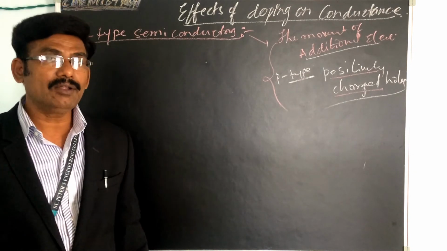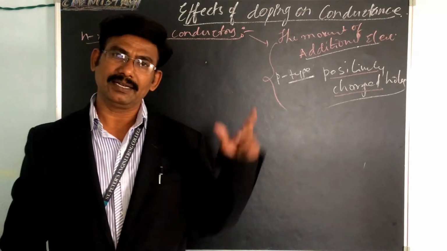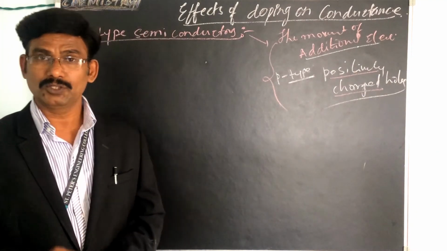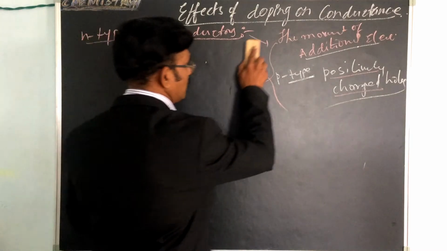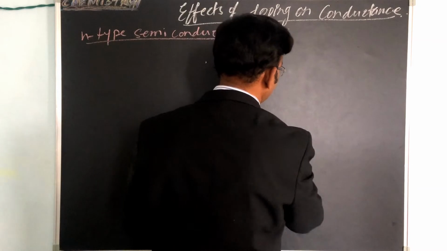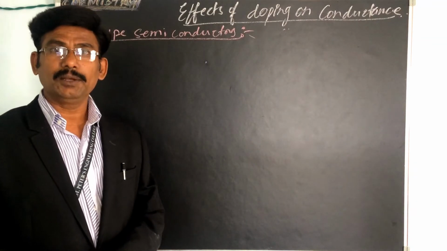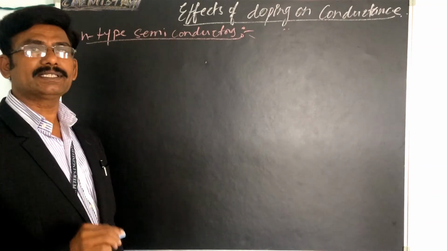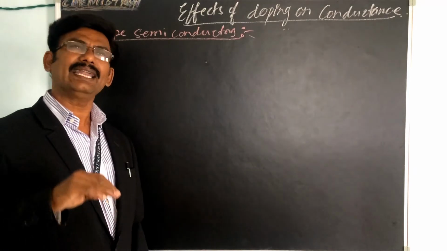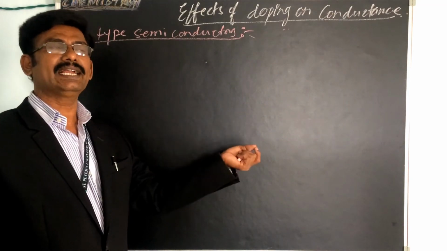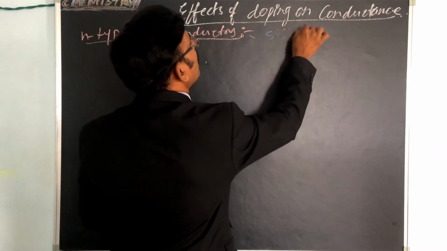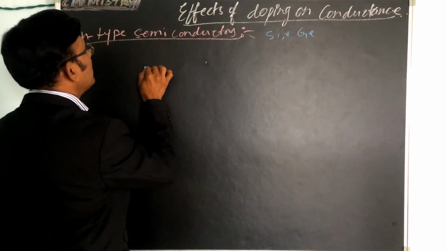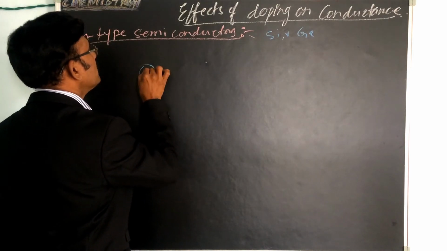Now we will look at the N-type semiconductors. First, I will draw the diagram, so please draw it. The diagram is very, very important. Please write it down. For N-type semiconductors, we take crystals of silicon or germanium. I will draw the silicon crystal. This is the silicon.